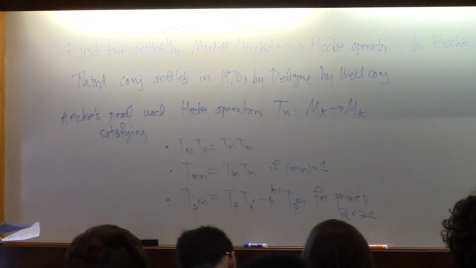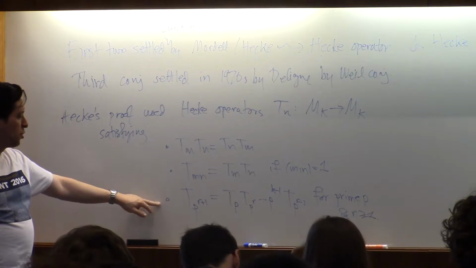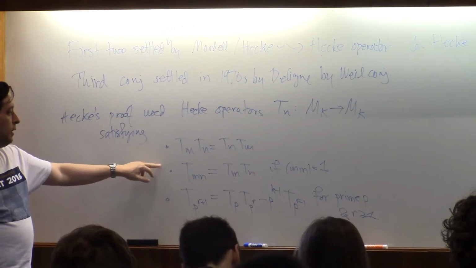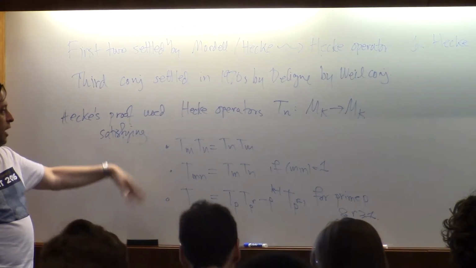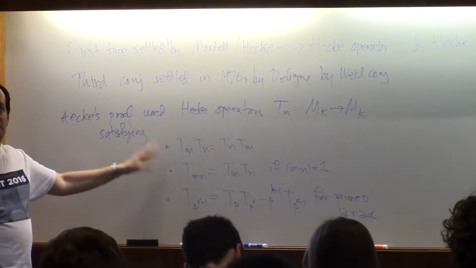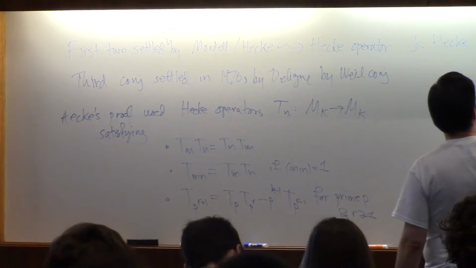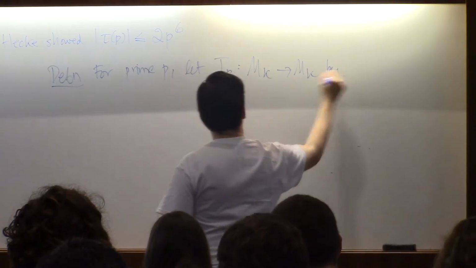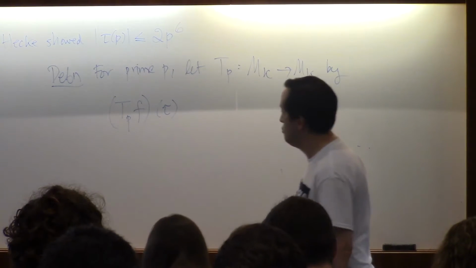And they also satisfy other properties, but I don't want to get into them. So I'm going to focus, if you believe such operators exist, this equation says the operator Tp determines the operator Tp squared, Tp cubed, and so on. And this one says if you know prime powers, you know them all. So in theory, if you understand the Hecke operators indexed by primes, you can get all the rest. So I'm just going to tell you what the Hecke operator is for primes. For prime p, let Tp map Mk to Mk by the following formula. If you give me a modular form f, Tp f will be a new modular form.